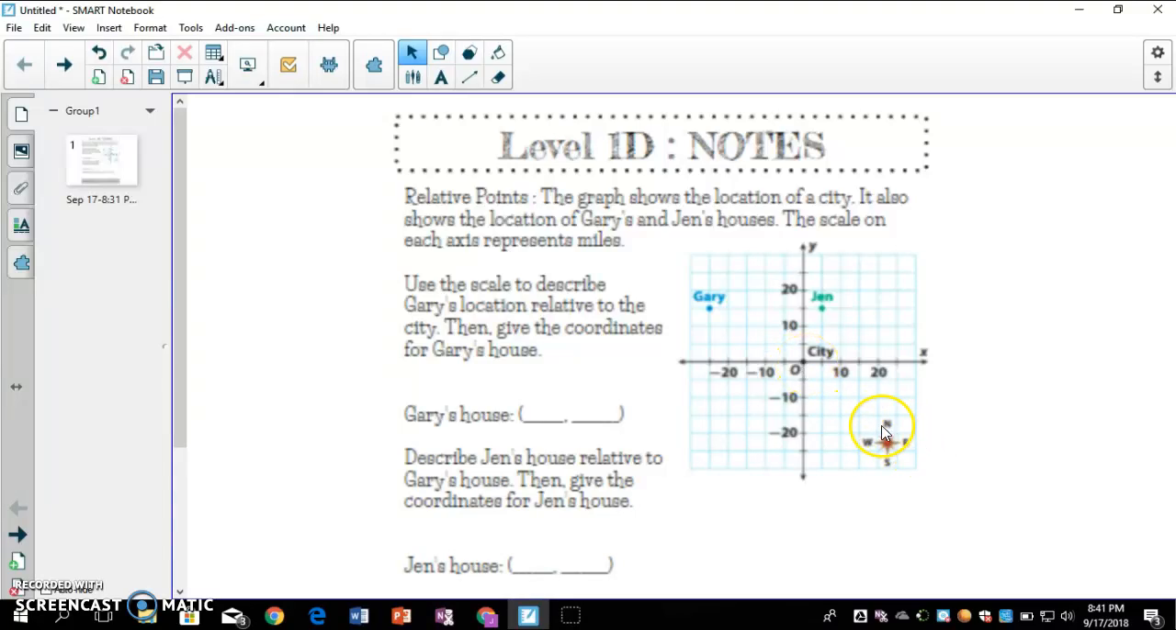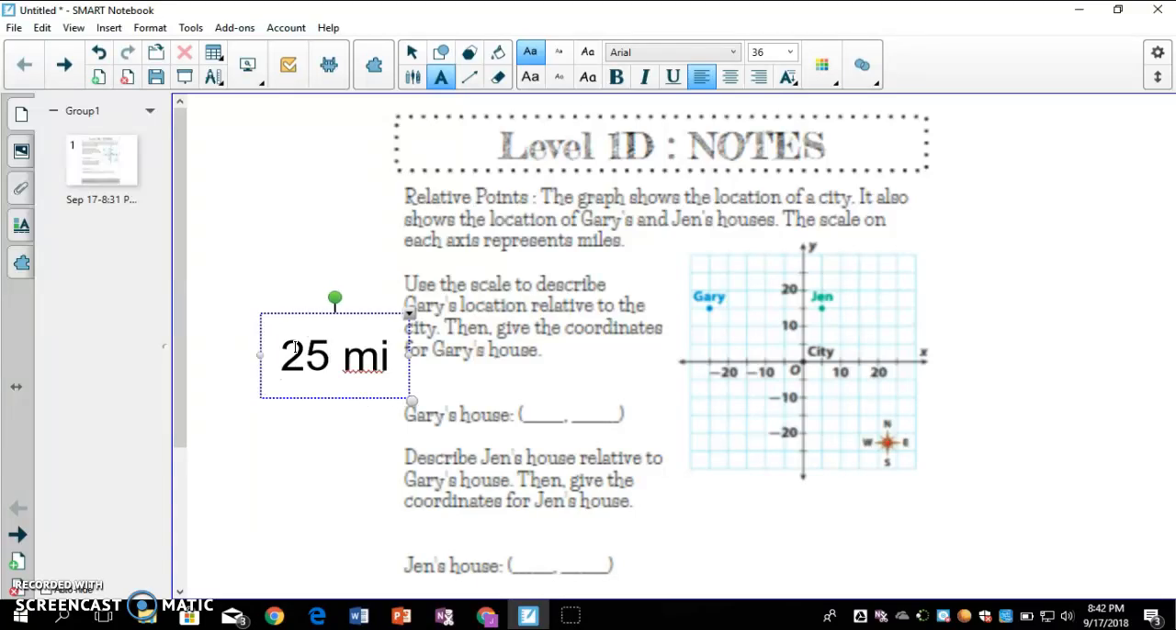Using the compass here, if I go towards Gary's house, it's going to go west. And if I'm looking at my scale, I'm counting by 5s. So it would be 5, 10, 15, 20, 25 miles west because of the compass right here. So I'm going to start by saying that it is 25 miles west.